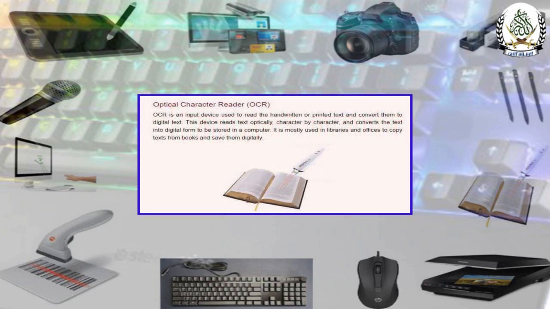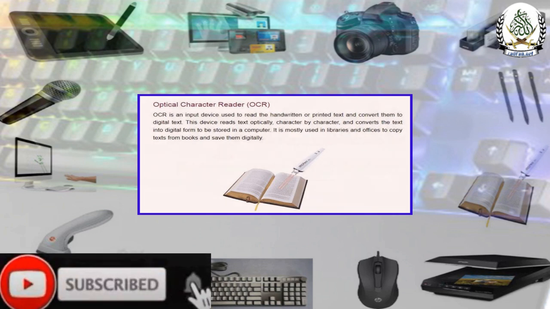Optical character reader is an input device used to read handwritten or printed text and convert it to digital text. This device reads text optically, character by character, and converts the text into digital form to be stored in a computer. It's mostly used in libraries and offices to copy text from books and save them digitally. OCR scans the documents like a scanner and then converts them into a two-color bitmap version, usually black and white. The light scan areas are considered as background, while the dark areas are considered as characters.